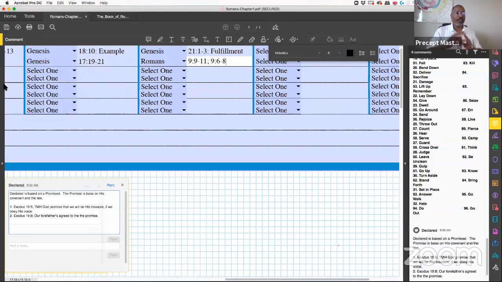So this is the part we need to look at. We need to fully understand that condition. We need to understand that promise. And that promise is based on what? Based on something else.